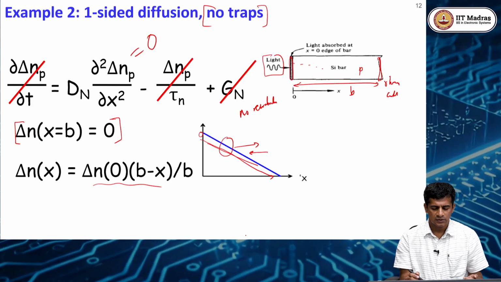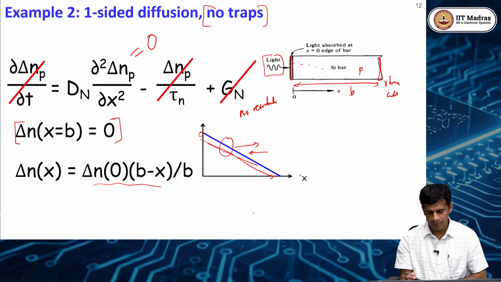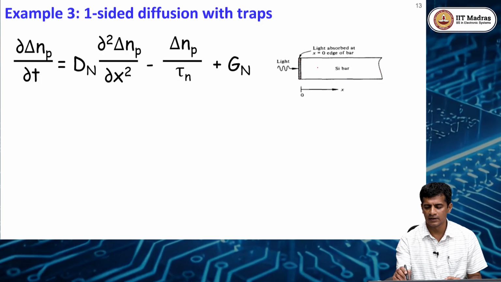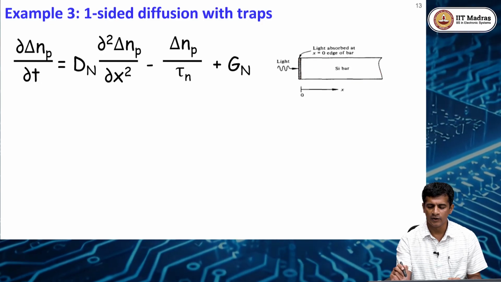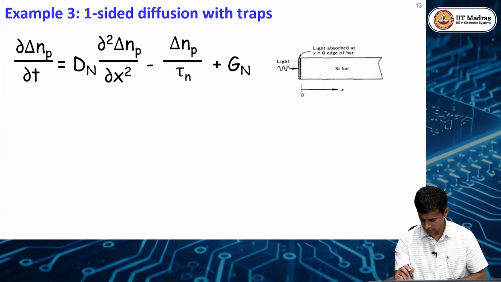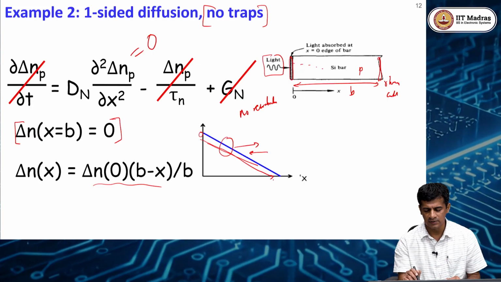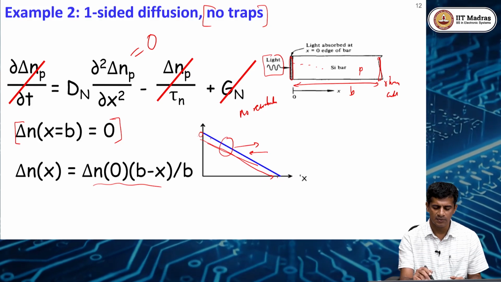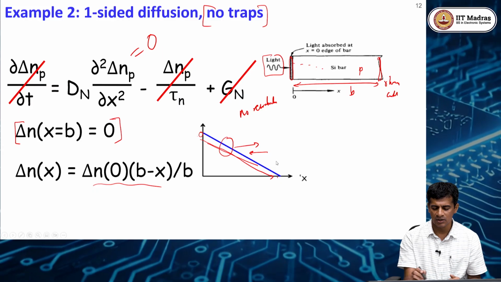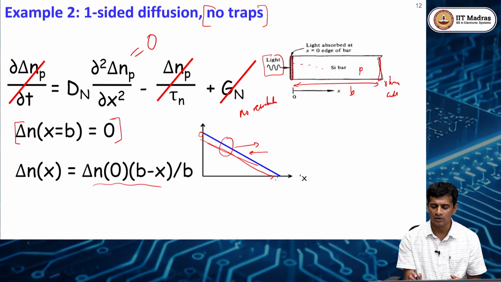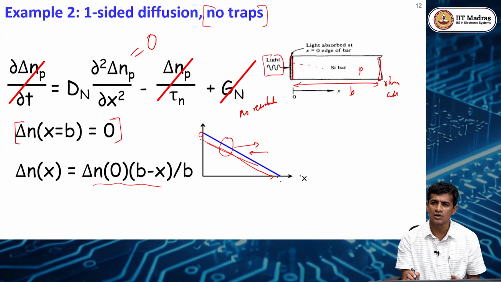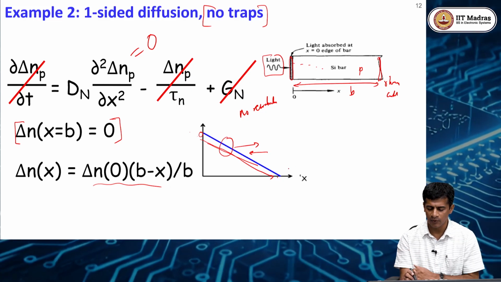Is that clear? Now let us make it a little more complicated by adding some traps. So here you are introducing some traps. In the earlier case, the electrons were not recombining because of these boundary conditions. You may be wondering why the electron concentration is reducing. That is to satisfy this boundary condition. You have a large number of electrons here, and the electron concentration goes to 0 there because you have an ohmic contact at that point.